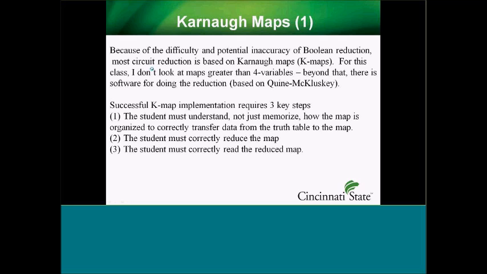There's still a lot of bookkeeping they have to do. So there's basically 3 steps for doing this successfully. They have to understand, and not just memorize, how the map is organized and transfer the data from the truth table to the map. There are many ways to snatch defeat from the jaws of victory in this. One is by not filling out the map correctly. Then you must correctly reduce the map, choose the proper groupings so that you get the optimum answer, and then you have to read the reduced map correctly.